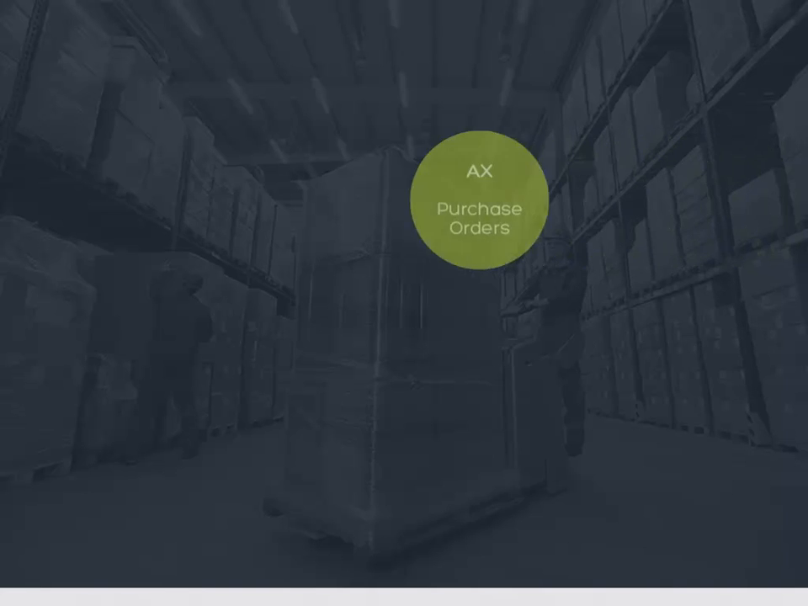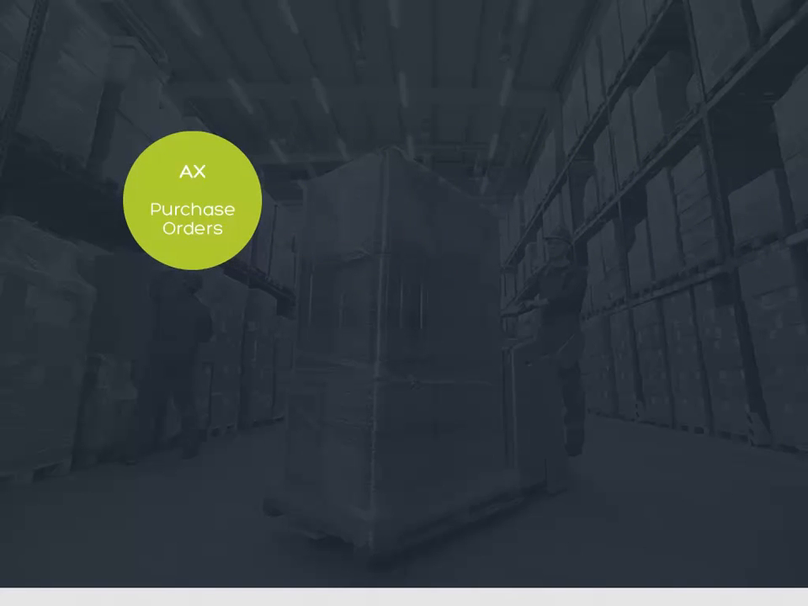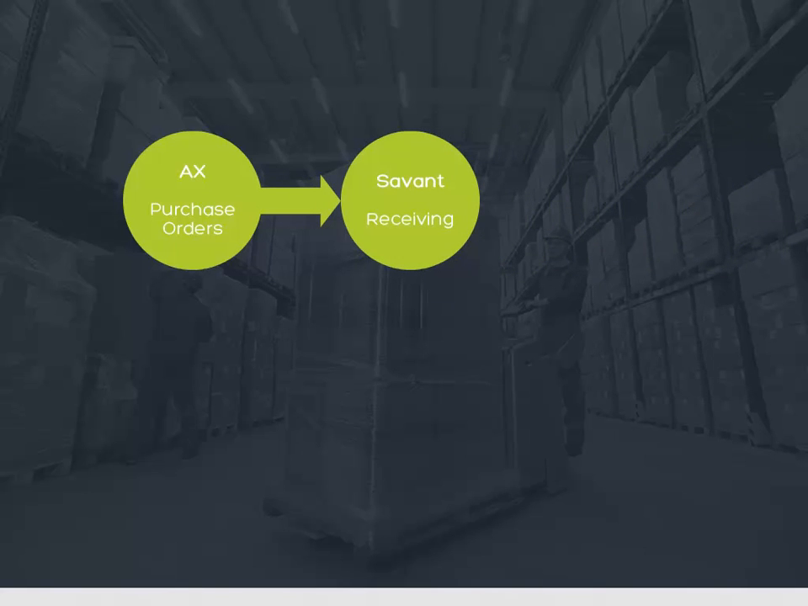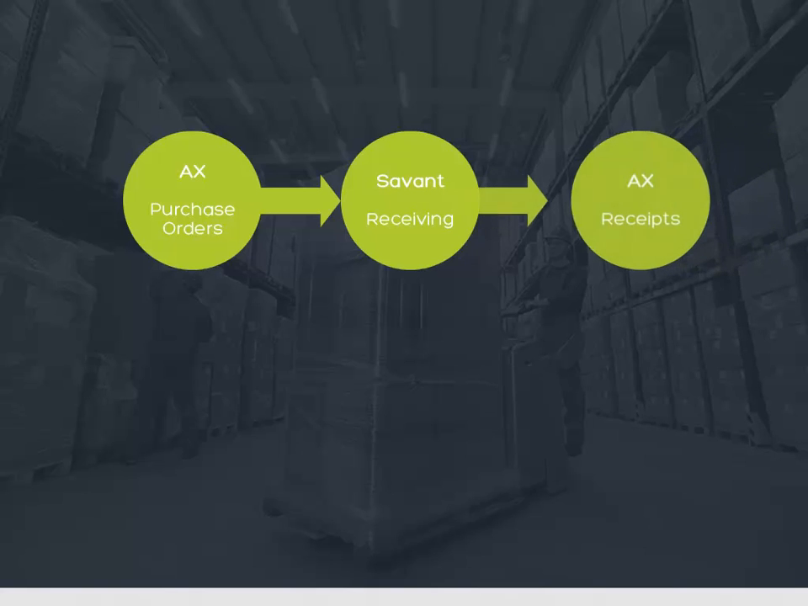Savant has developed a real-time interface between our WMS solutions and Microsoft's Dynamics AX ERP. In this video, we will focus on two key points of that interface. First, purchase orders will be created in AX. The purchase order information will be sent to Savant, where products from the PO will be received into the warehouse. Savant will then send the receipt information back to AX.